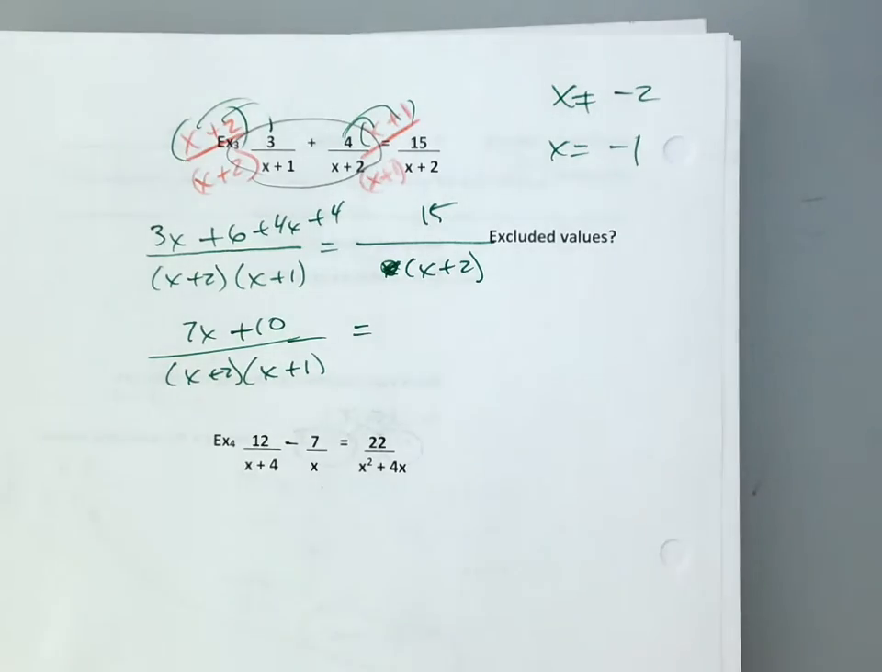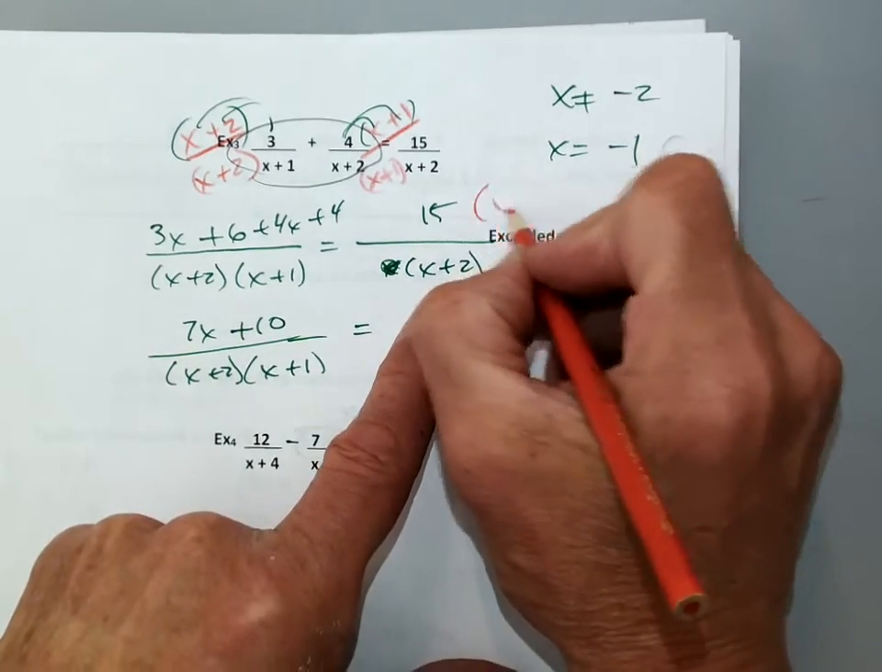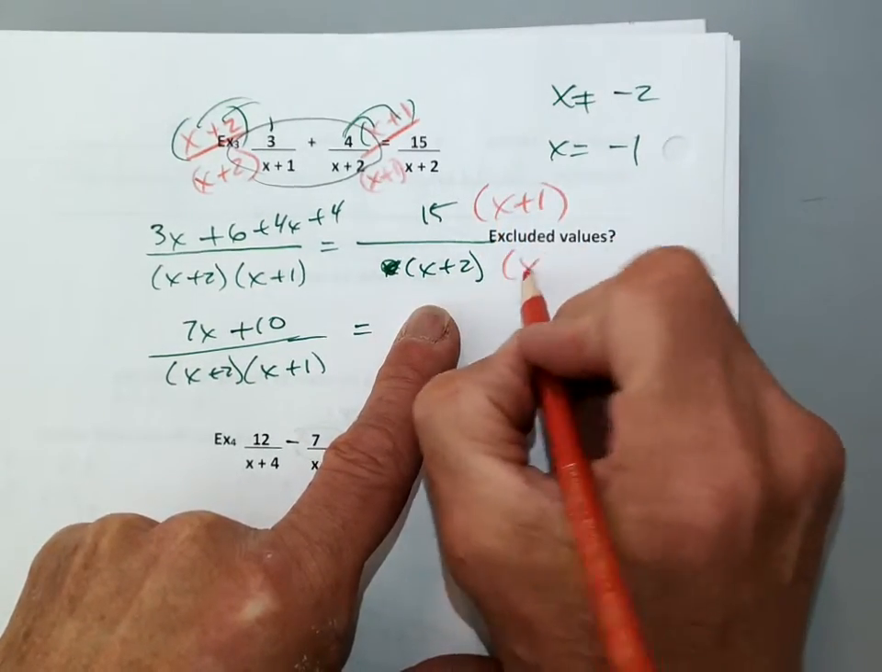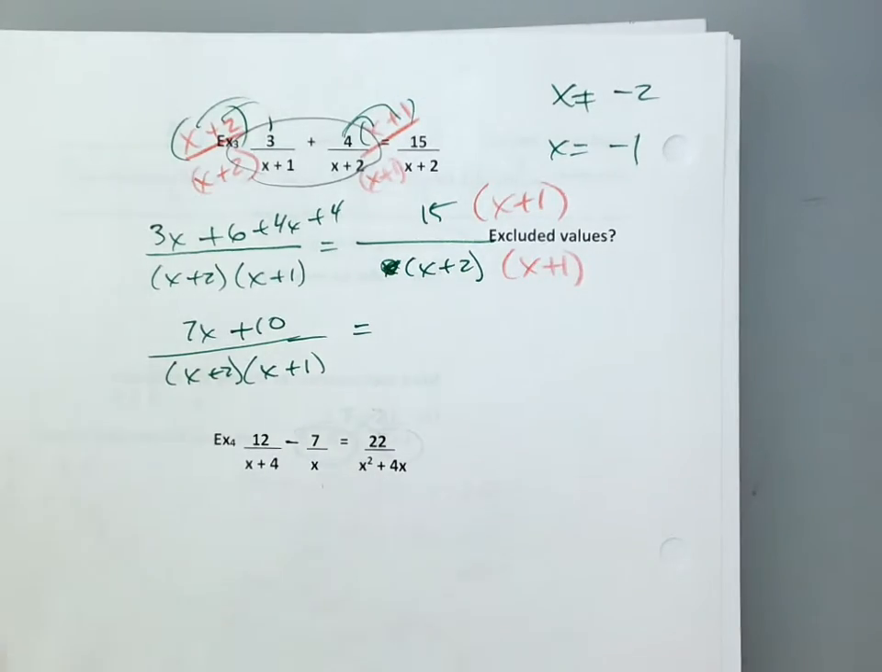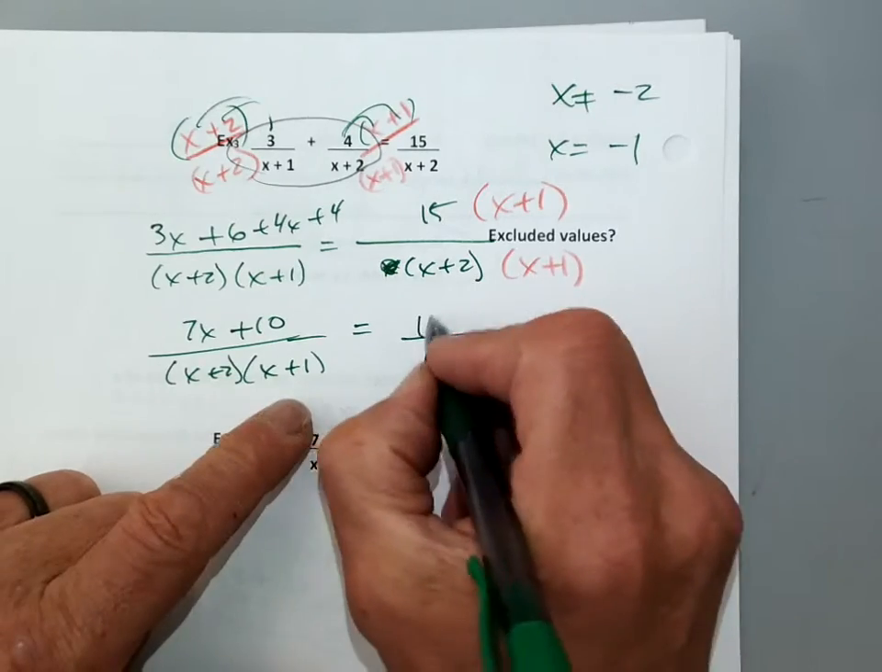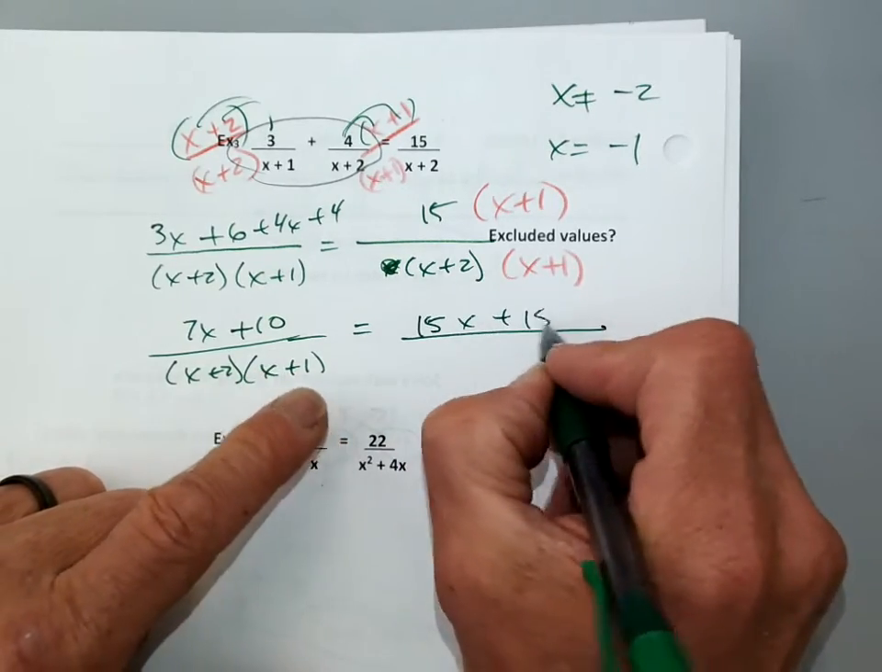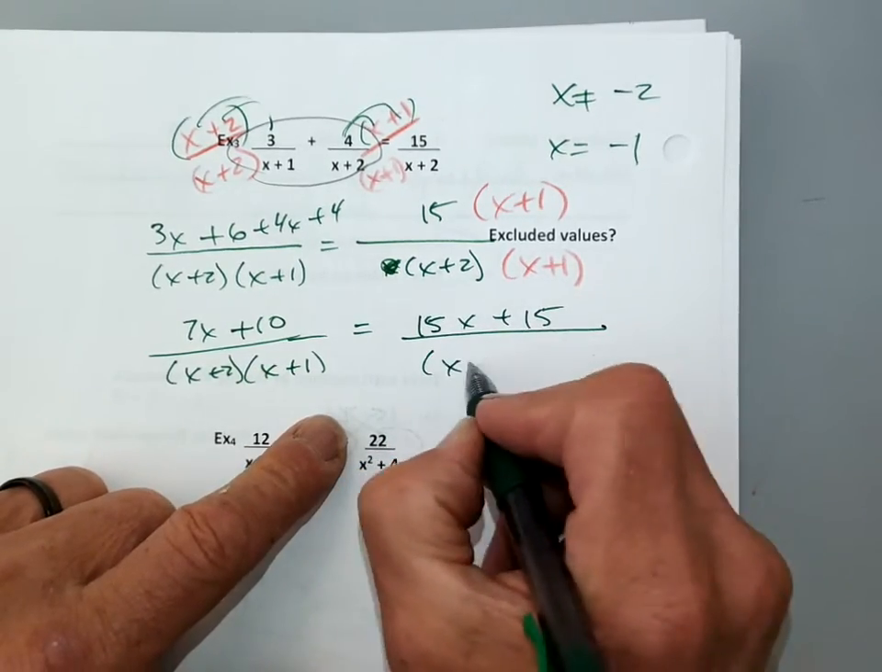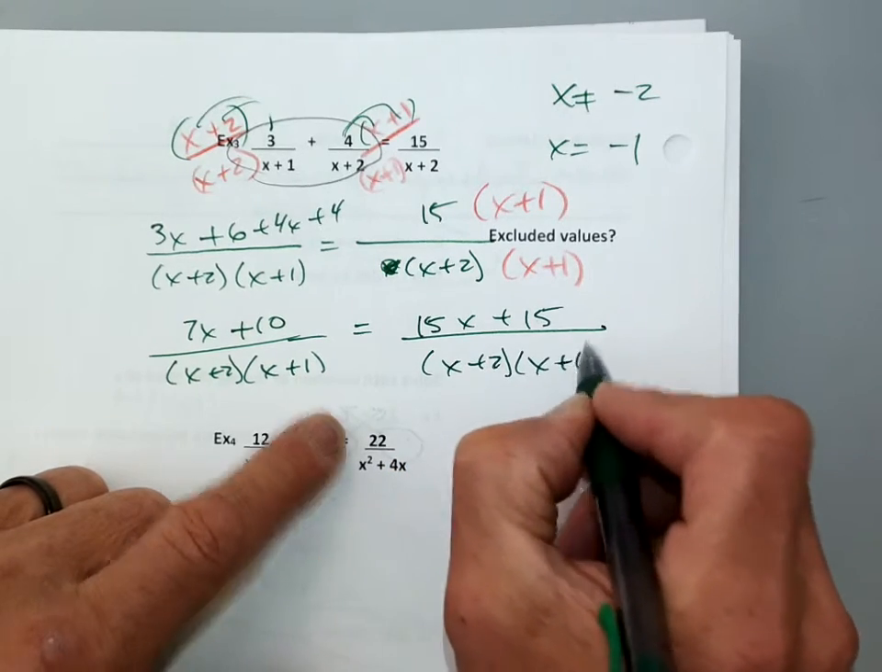So let's multiply this one by also an x plus 1 over an x plus 1, right? I'm going to do that over on the second fraction. I'll have a 15x plus 15 over my x plus 2 times my x plus 1. Now, here's the deal.